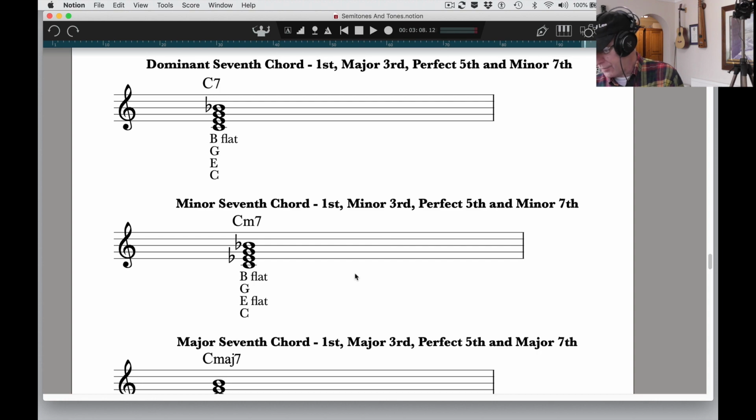Let's look at it on our software here. So we've got the notes stacked up: C, E, G, that's our major triad, and here's our all-important B flat, and the combination of those 4 notes, C, E, G and B flat, is C dominant 7th. The first, major third, perfect 5th and minor 7th notes. So dominant 7th done. Now let's do minor 7th.